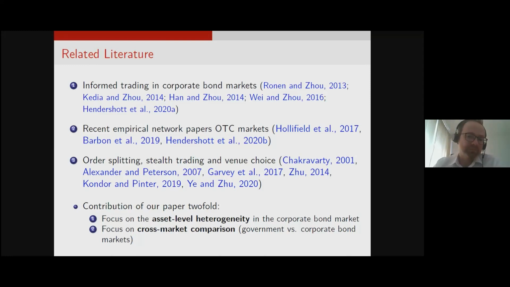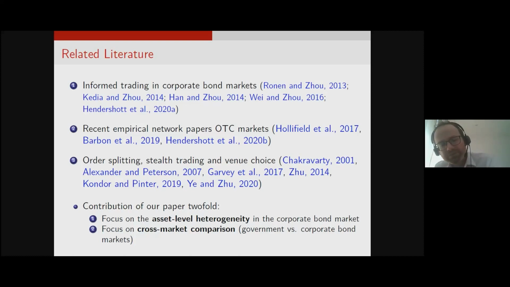Amongst these papers, a recent paper by Peter Condor and myself is perhaps the most relevant, because in that paper, we proposed this measure of connection as a measure of informed trading in government bond markets. So compared to these papers and compared to the Condor paper, the main contribution of this paper is really to explore the asset level heterogeneity in corporate bonds. And I'm going to try to highlight why that is important.